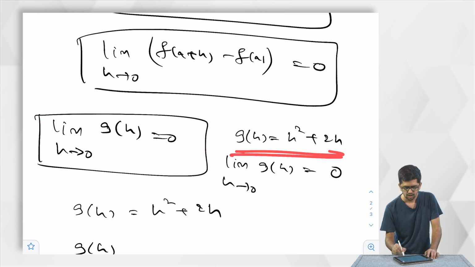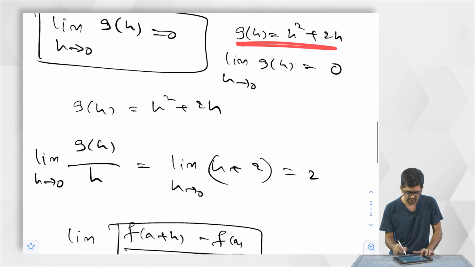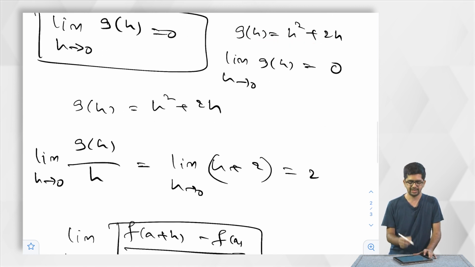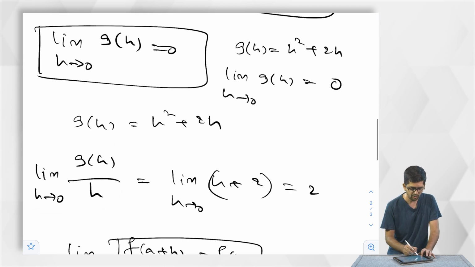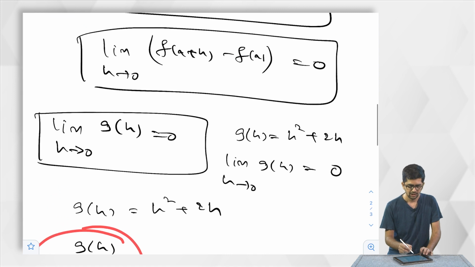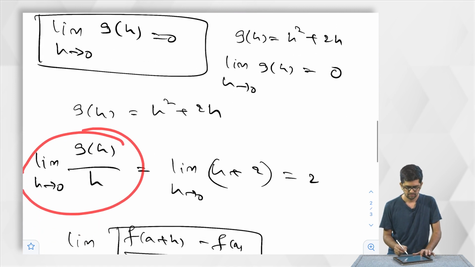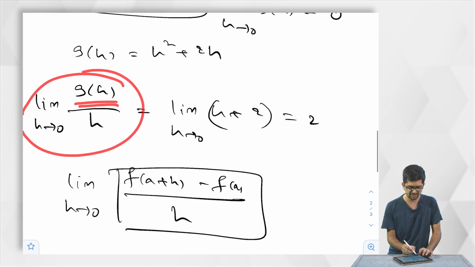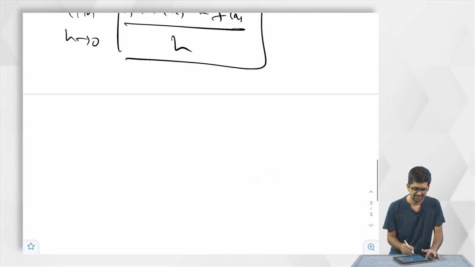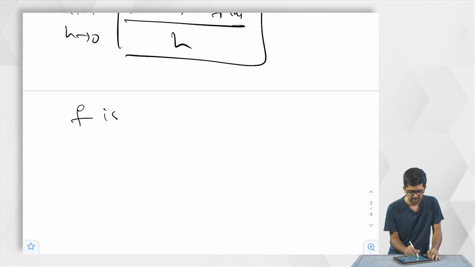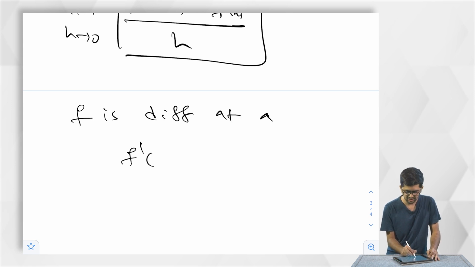Some examples are polynomial functions. For those polynomial functions, we observe that even if I remove the h part, that is g of h by h, the limit still exists. So now we are asking that we want the same property for the function that we have started with. So we are just replacing g of h by f of a plus h minus f of a. Then we are asking that this limit should exist. If the limit exists, then we say f is differentiable at a, and the limit we denote by f dash of a.